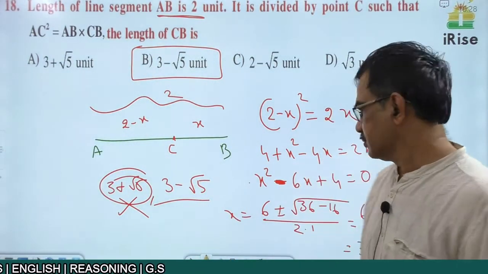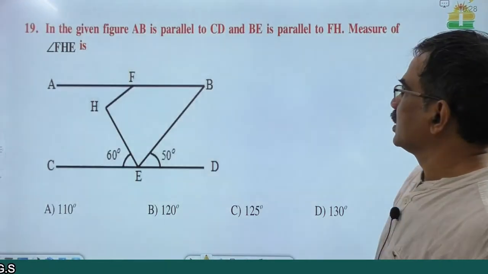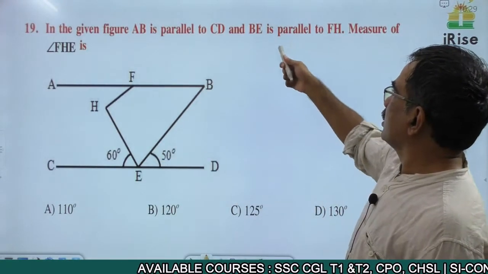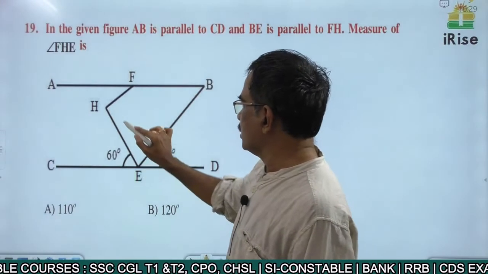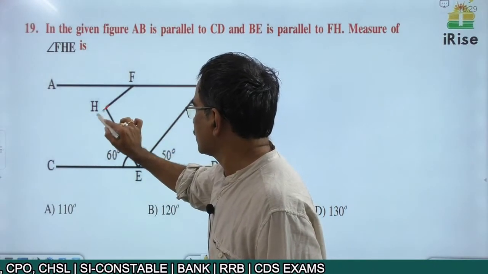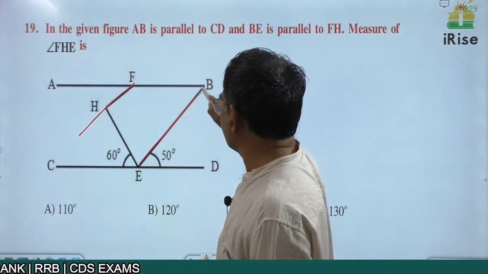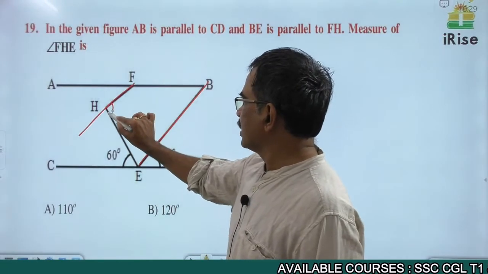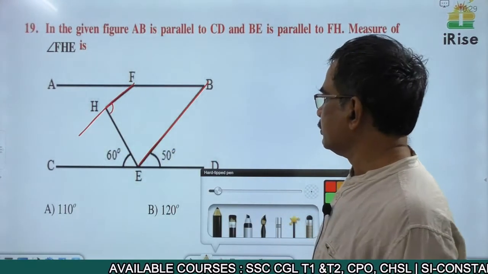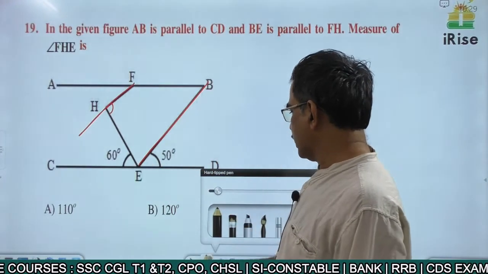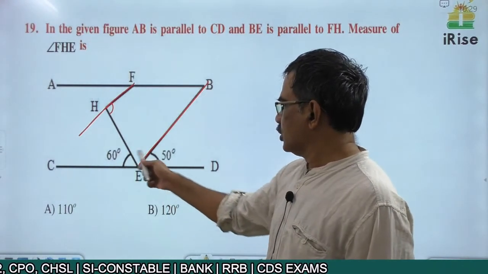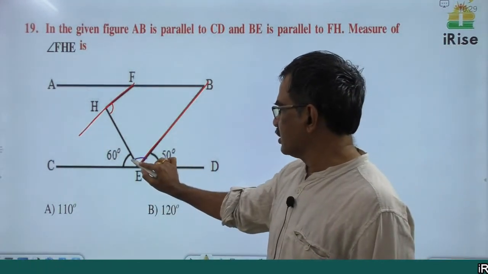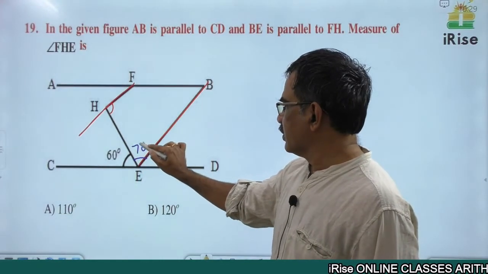Okay, next question. In the given figure, AB is parallel to CD, this line is parallel to this line, and BE is parallel to FH. If you extend this line, it is parallel to this line. Then what is the measure of angle FHE? We have to find this angle. Here this is a straight line. The total angle is 180, 60 plus 50 already is 110. So what is this angle? This angle is nothing but 70 degrees.